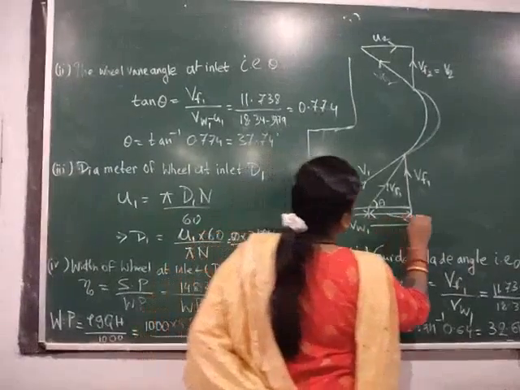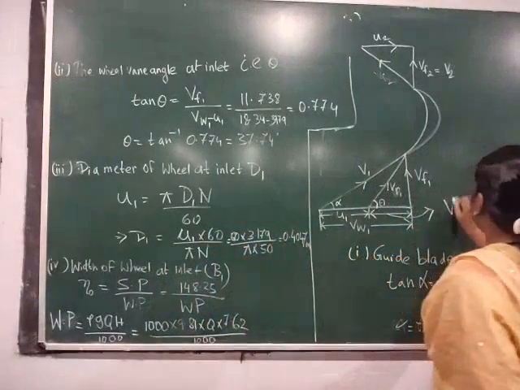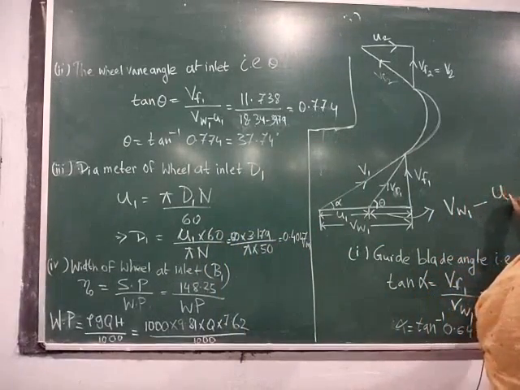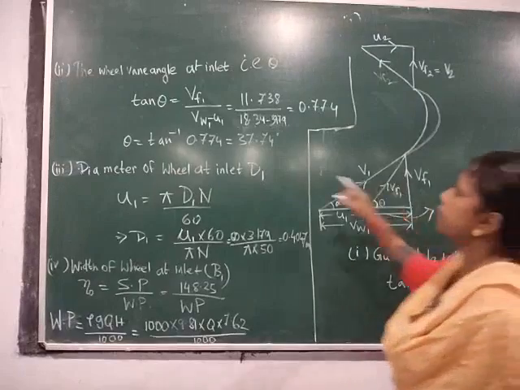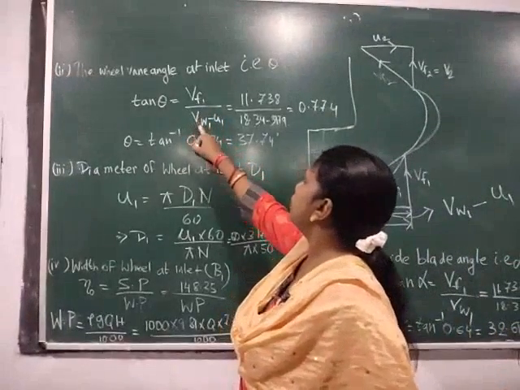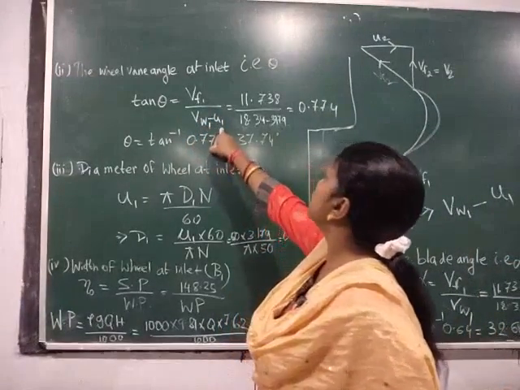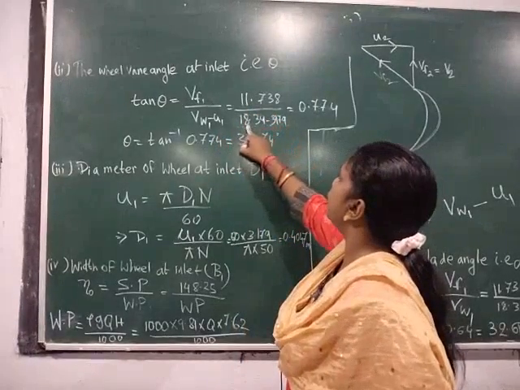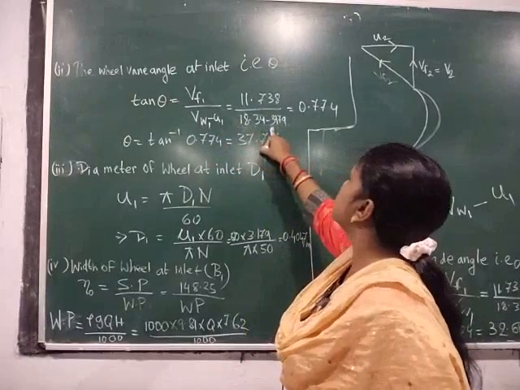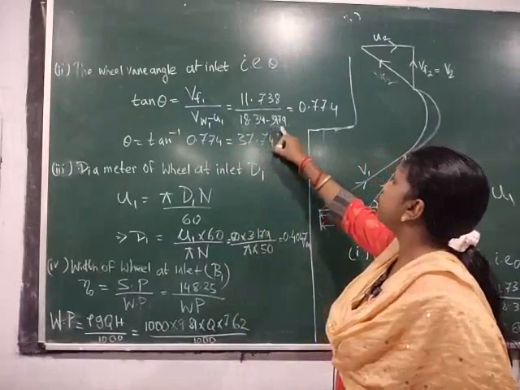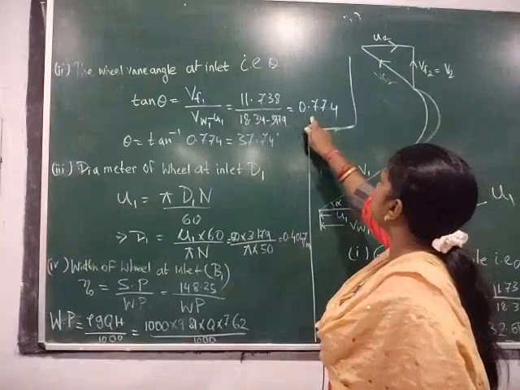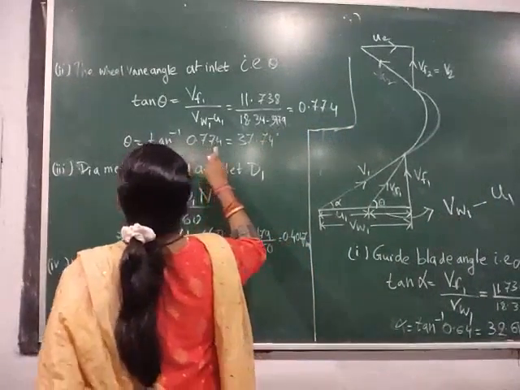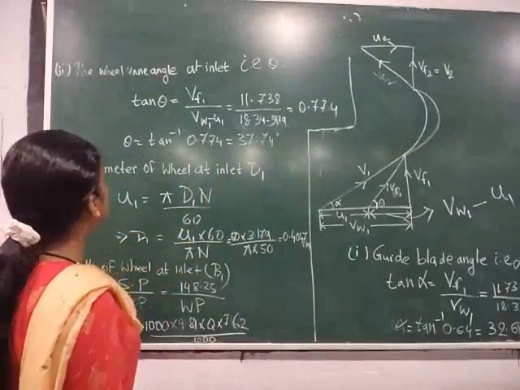So this part you can write down as Vw1 minus U1. That is written here: Vf1 divided by Vw1 minus U1, that is nothing but 11.738 divided by 18.34 minus 3.179. So we are getting 0.774. So tan inverse 0.774 is 37.74 degree.